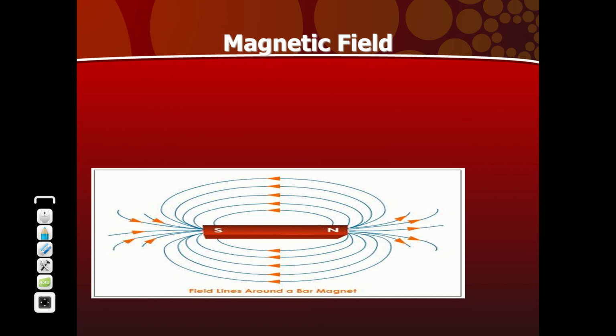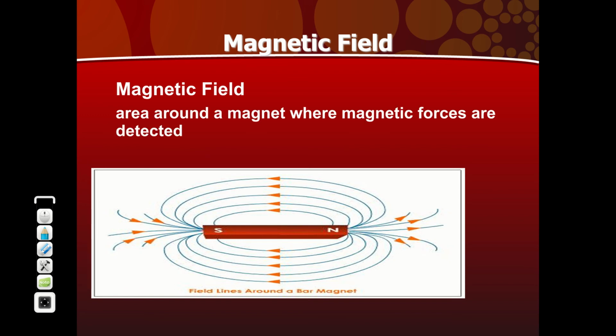Now we brought this up in electricity. There is an electric field. There's also what we call a magnetic field. All right? This is an area around the magnet where the magnetic forces are detected. And you can see my picture below right here.